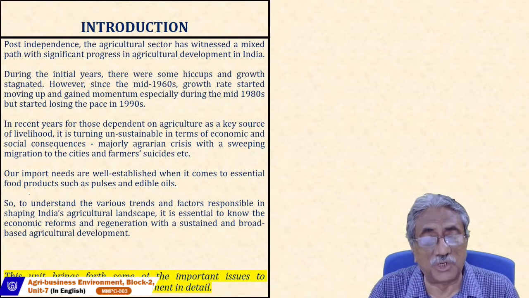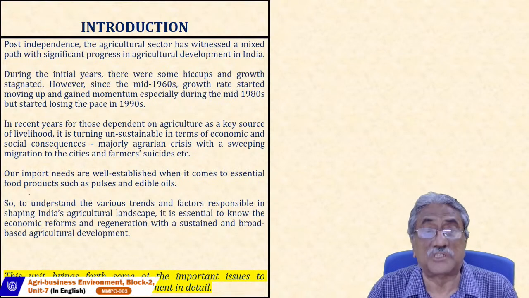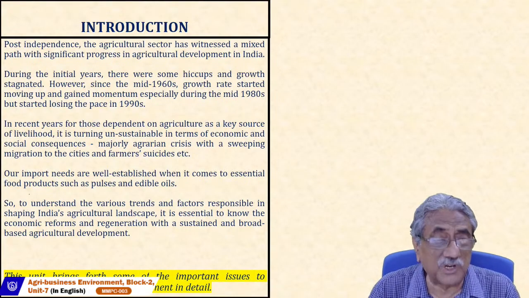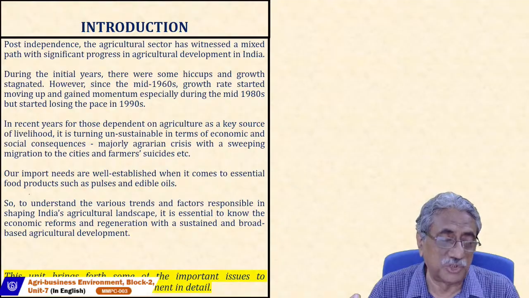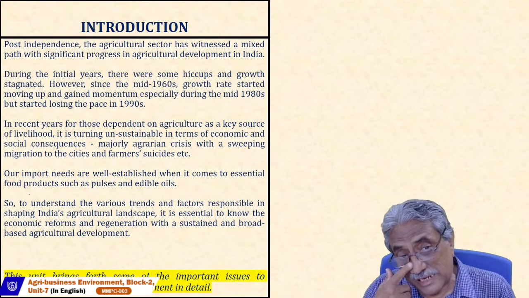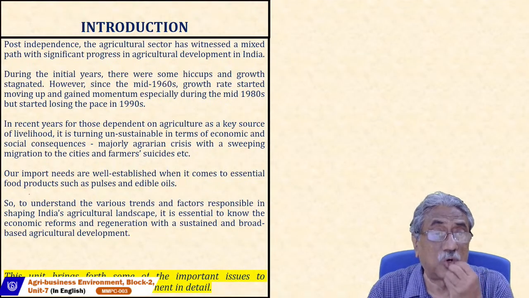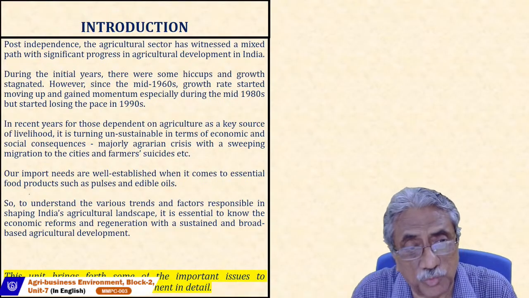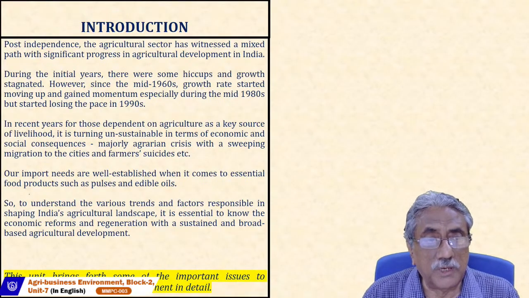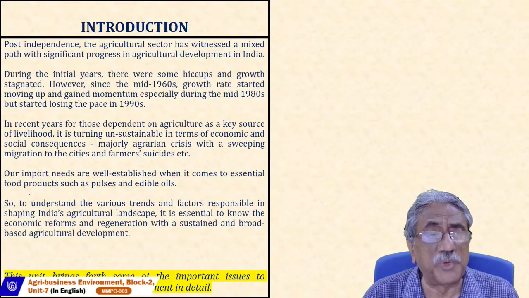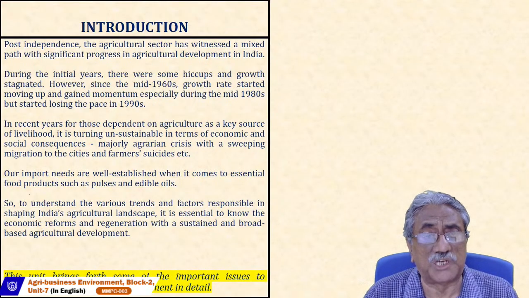Weather fluctuation, you are dependent on that, and these things have resulted in acute farmer suicide. Every half an hour, one farmer commits suicide in India. That is not my statement. That's a record by the National Crime Record Bureau (NCRB). So the majority is agrarian crisis, with a sweeping migration to cities and farmer suicide, etc.